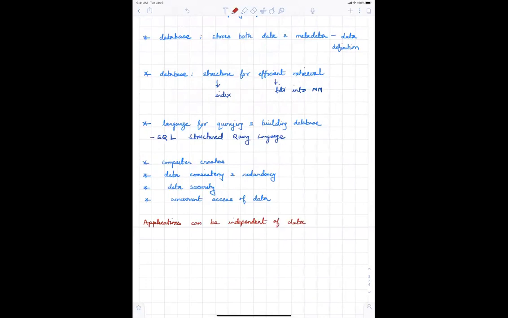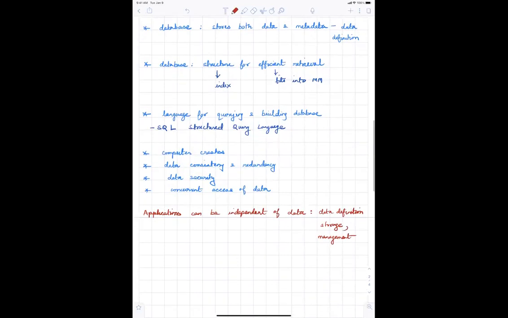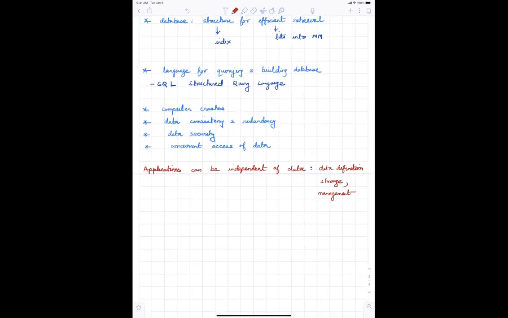Independent of data is true to some degree, but what I really mean is that it allows things like data definition, the storage, and all the management issues to be handled. You as an application programmer do not have to deal with any of that. Are there any questions here?